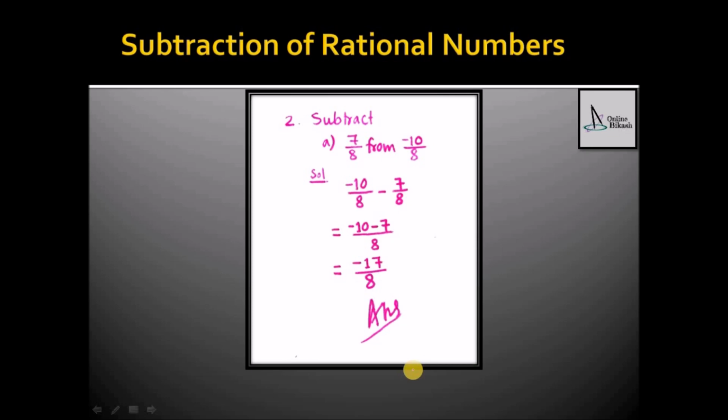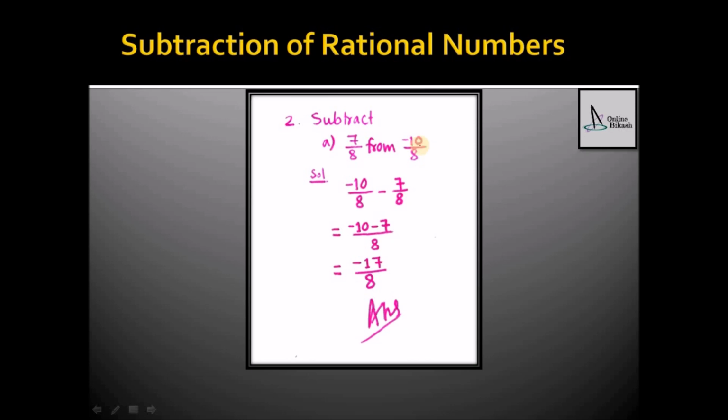So you see the question: subtract 7 by 8 from minus 10 by 8. Normally our students simply do 7 by 8 minus 10 by 8. They do it this way, but that is wrong, because if you try to understand the question, subtract 7 by 8 from minus 10 by 8. From minus 10 by 8, you have to subtract 7 by 8.